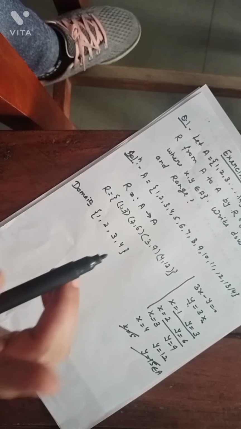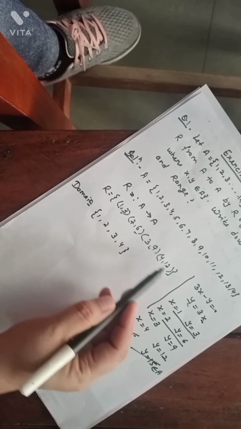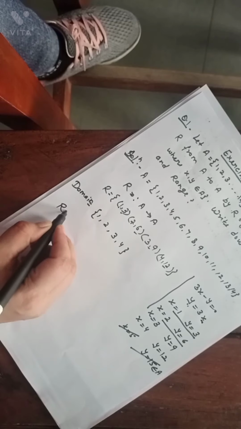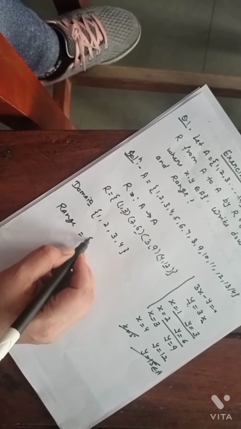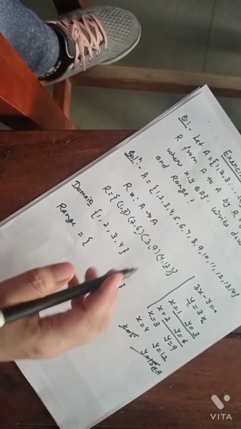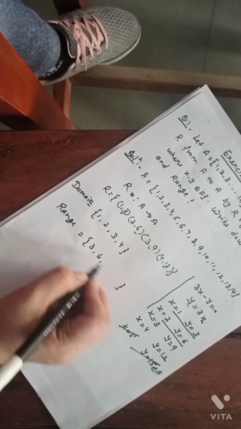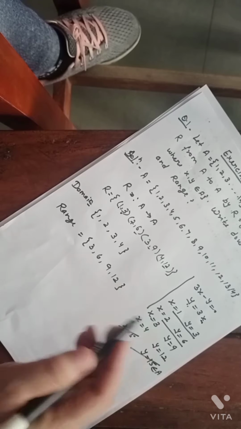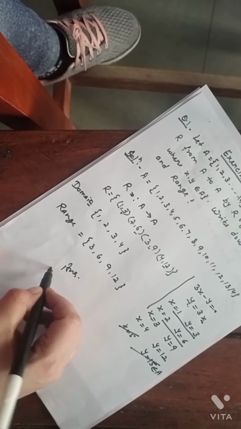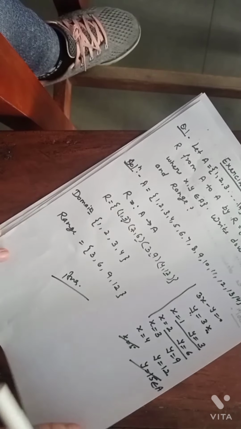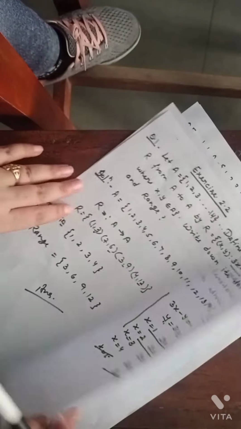And the set of all second elements is called the range. Hence the range equals the set, so we use braces, of the second elements. So the elements are 3, 6, 9 and 12. These are our answers. Now move on to question number two.